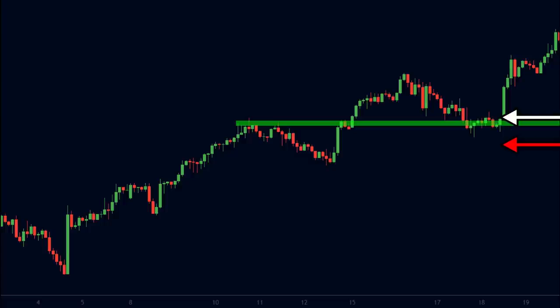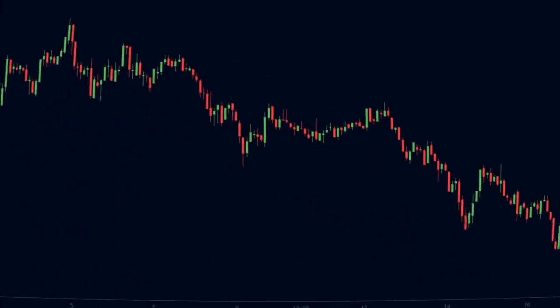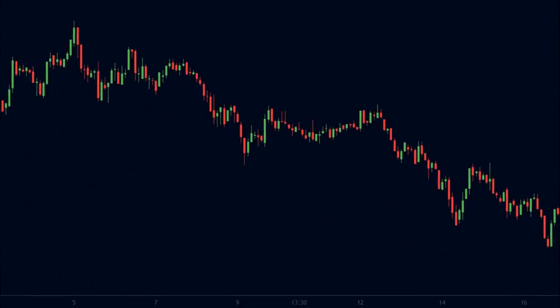We will keep our stop loss below the recent swing low, and we will place our targets at the recent highs. This trade achieved our targets. Let's now look at one last example. Here, we see that the price was making lower highs and lower lows. So it is a downtrend.